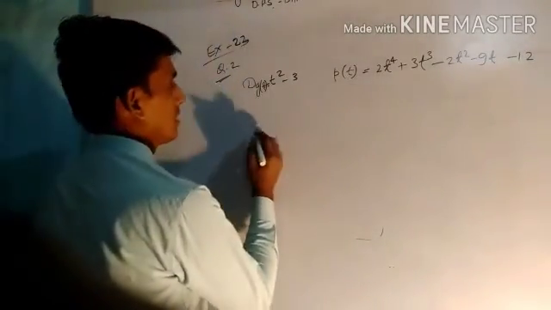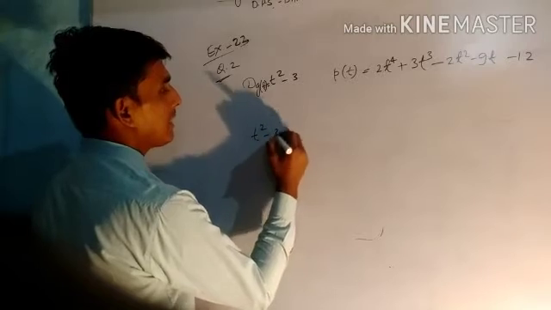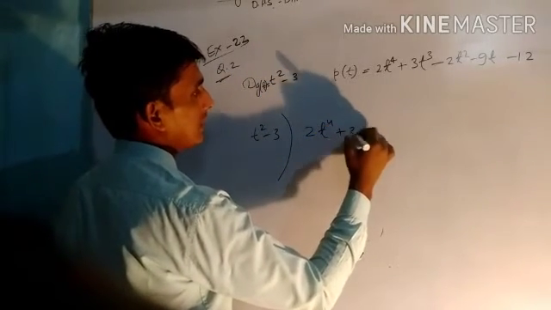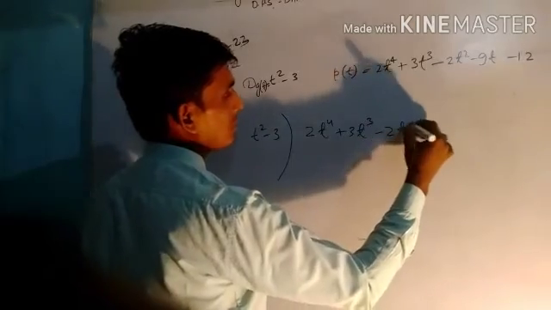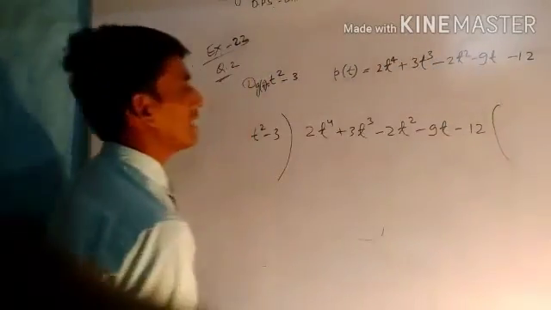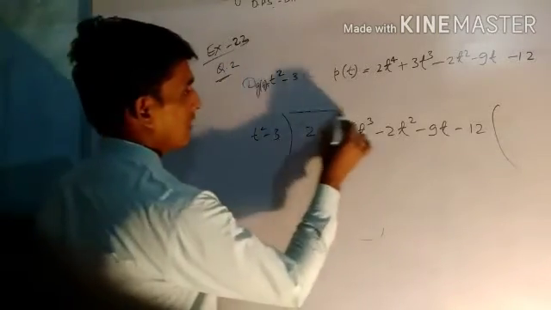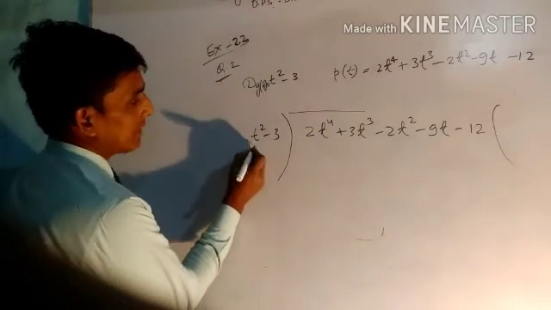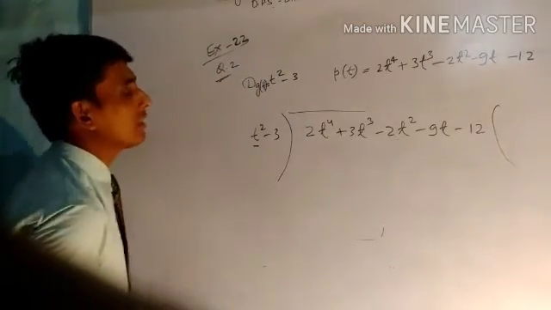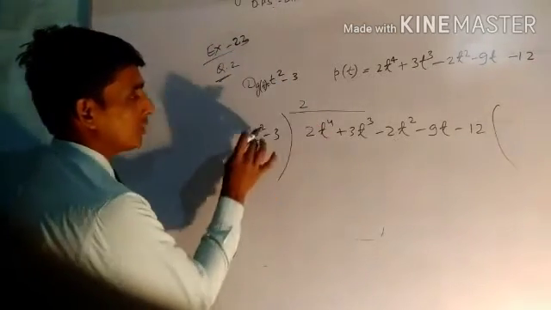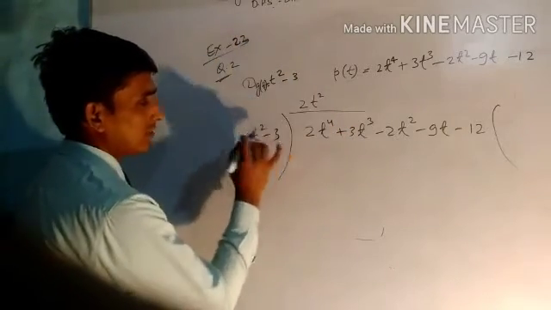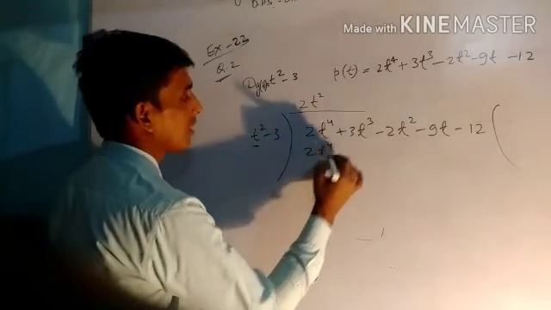now divide this. So we will divide t square minus 3 into 2t to the power 4 plus 3t cube minus 2t square minus 9t minus 12. We have to divide this. So first of all, we have to multiply this with such a number so that we get 2t to the power 4. So we will multiply with 2t square. So 2t square into t square, you will get 2t to the power 4.